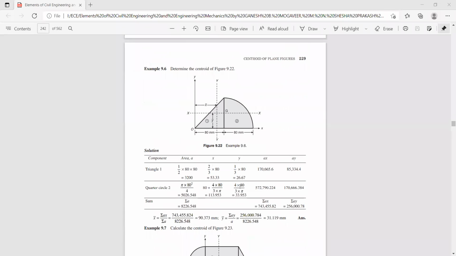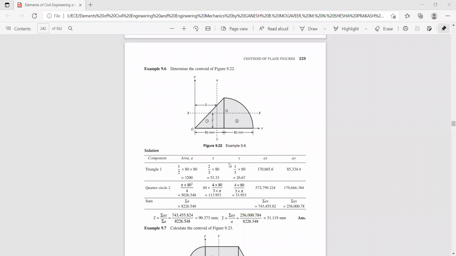Now let us check. The area of the triangle is half into base into height, and the area of the quarter circle is pi r square by 4. And you will get the sigma A, that is 8,226.548 millimeters square. And the values of x1 and x2: x1 is measured along its height, it is 2b by 3, that is 2 by 3 into the width, that is 80. And x2 is 80 plus 4r by 3 pi, because we are measuring from this point.